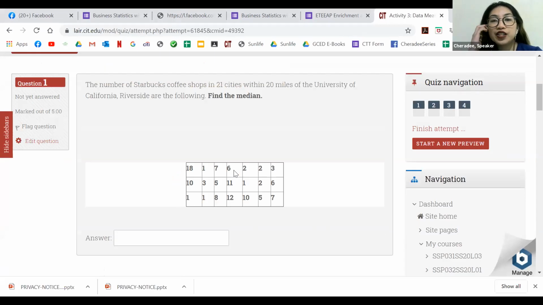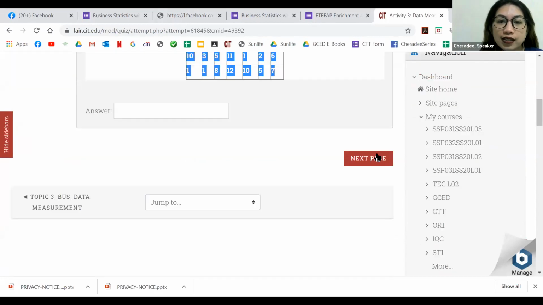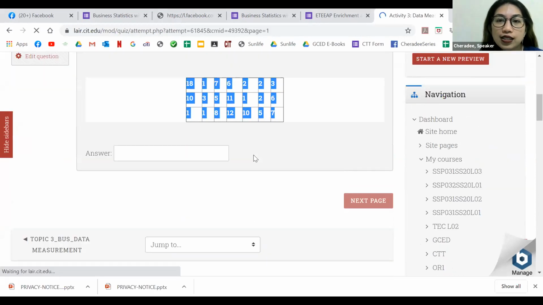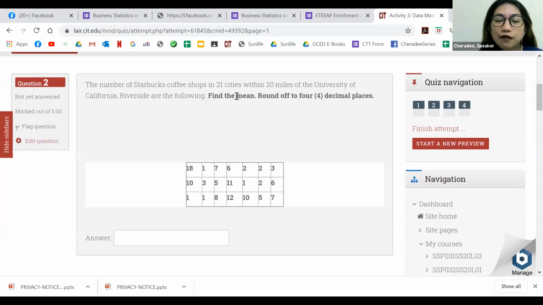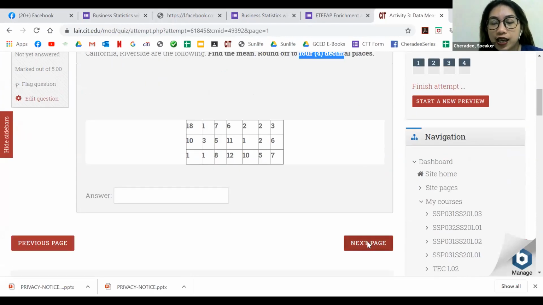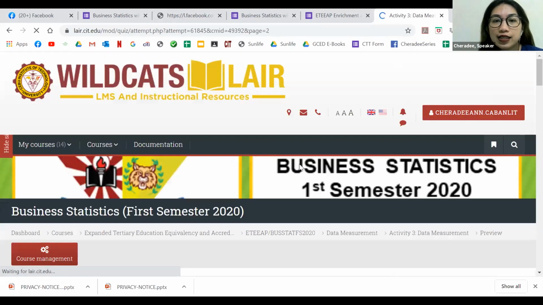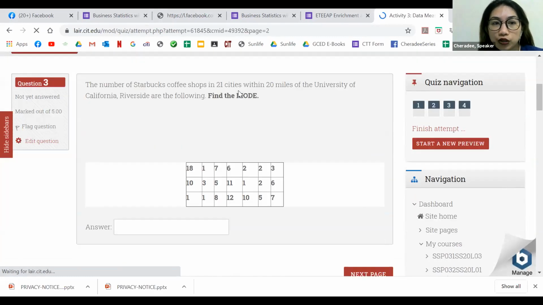These are the number of Starbucks coffee shops in 21 cities within 20 miles of the University of California, Riverside. Find the median. So these are the values, then you just find the median. Next question, the same numbers, but this time find the mean, then round off to 4 decimal places. And last but not least, find the mode.